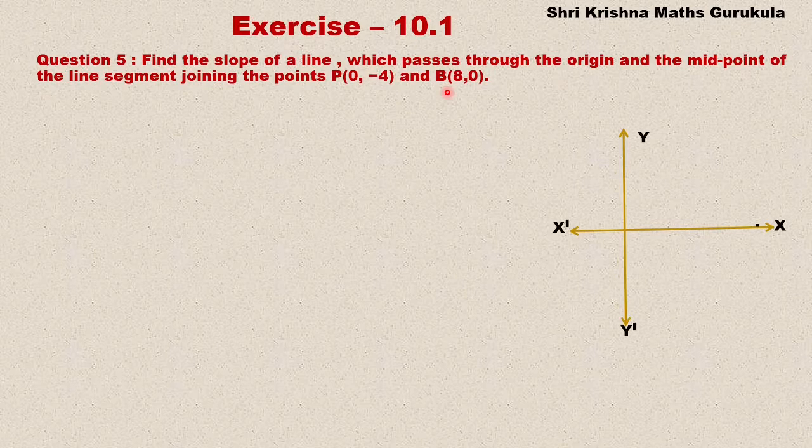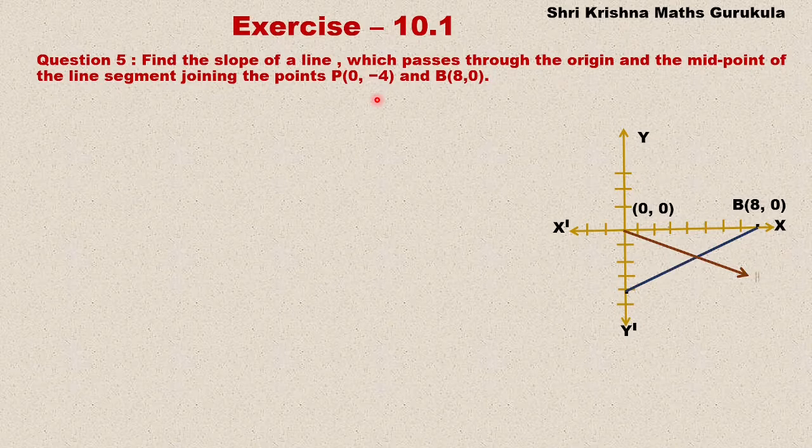Let us consider the rectangular coordinate system, and this is the origin. Point B is (8, 0). The y coordinate is 0. That means the point lies on the x-axis. So the point is here. Then point P. You can see that the x coordinate of point P is 0. That means the point lies on the y-axis. So this is the line segment. After joining P and B, we get this line segment, and the midpoint of this is here.